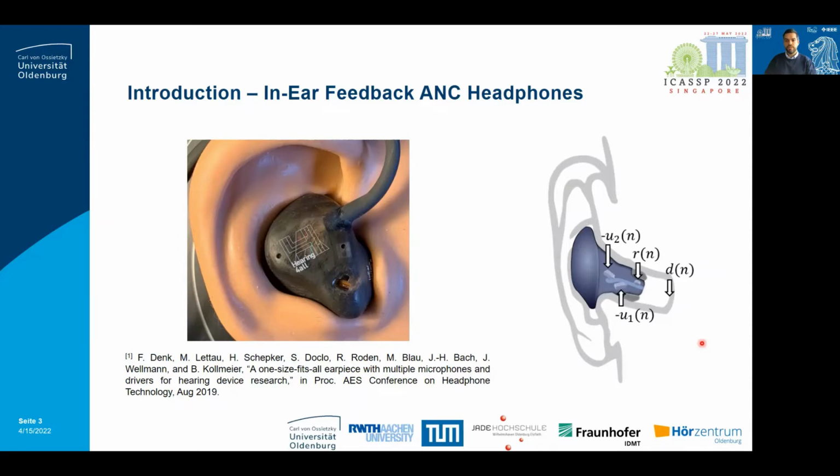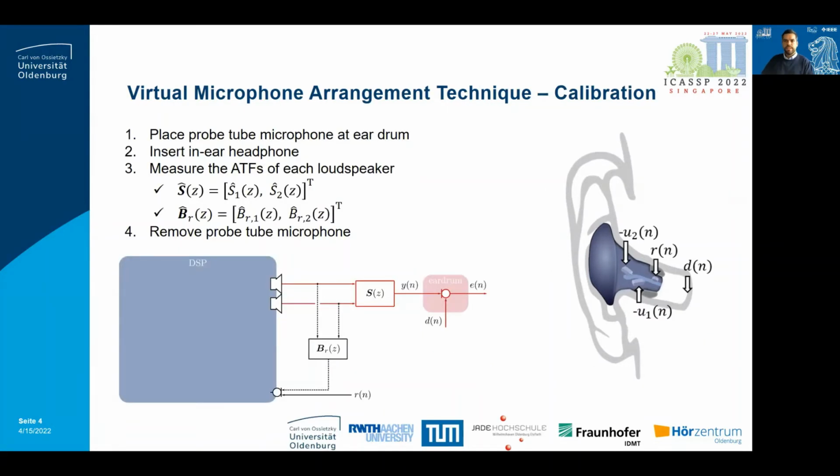However, since the sound pressure at the inner microphone and the eardrum cannot be assumed to be the same, virtual sensing algorithms have been proposed that aim at moving the zone of quiet from the inner microphone to the eardrum. The virtual sensing algorithm that we use is known as the virtual microphone arrangement technique. It works using a two-stage approach.